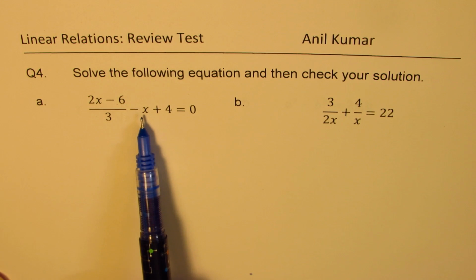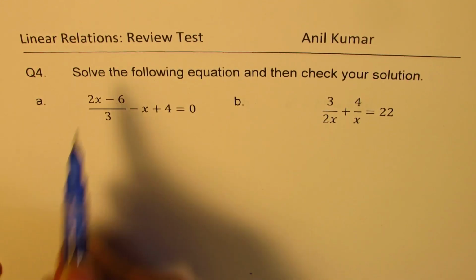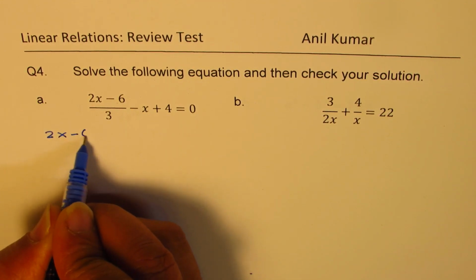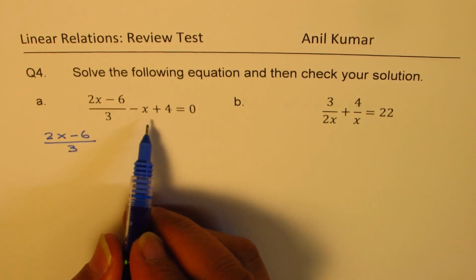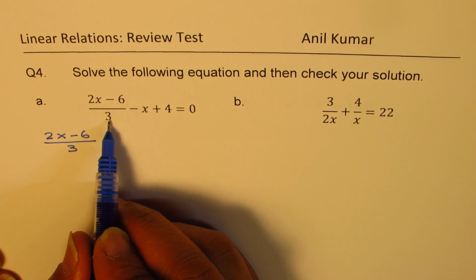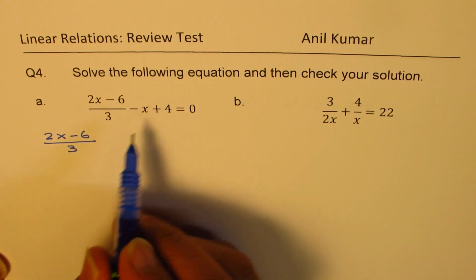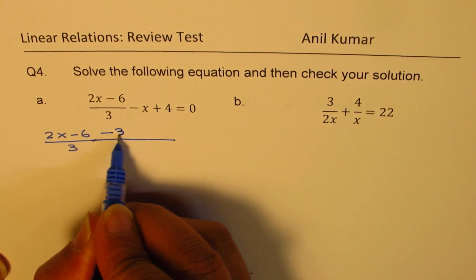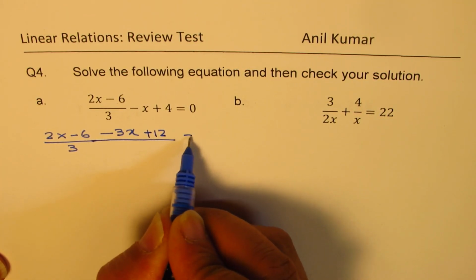To solve basically means find the value of x. Okay. So what we have here is (2x minus 6) divided by 3. And here, we should have a common denominator of 3, right? So what we can do is, we can multiply both these terms also by 3. So we can extend this. We have minus 3 times x, and 4 times 3 is 12, plus 12 equals to 0.